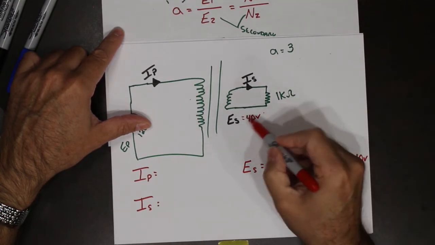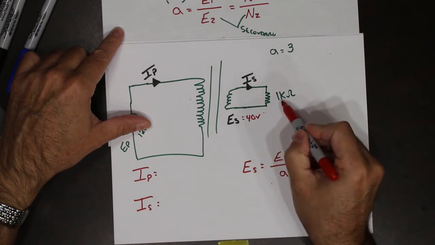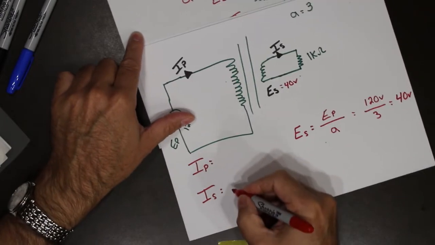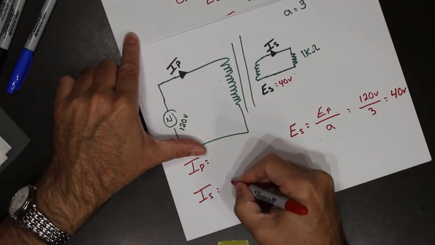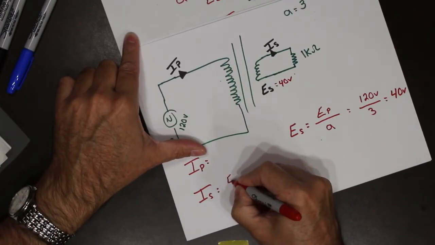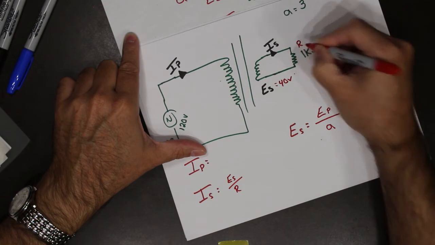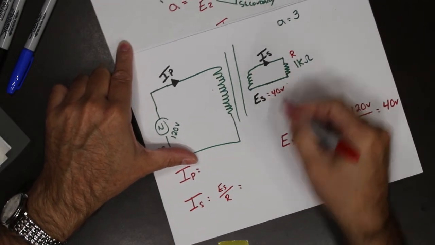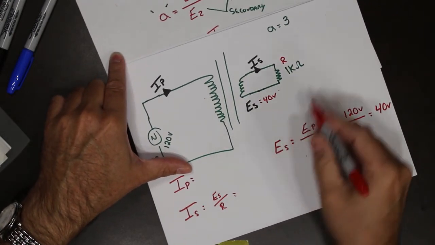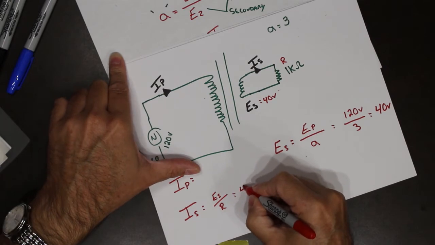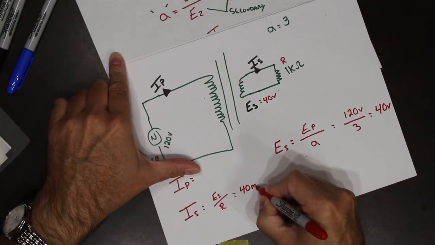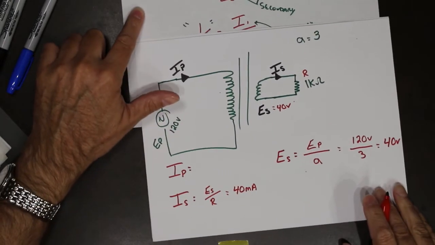So Ohm's law will tell us we got 40 volts over 1K. That should give us an I secondary of Ohm's law. So we'll say ES divided by R. We'll say this is R. So that works out to be 40 divided by 1K, so that becomes 40 milliamps of current flowing.